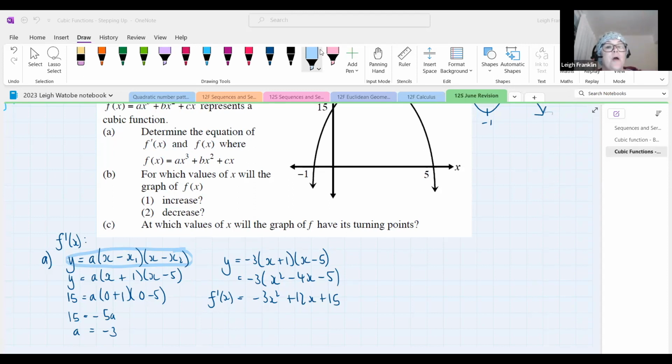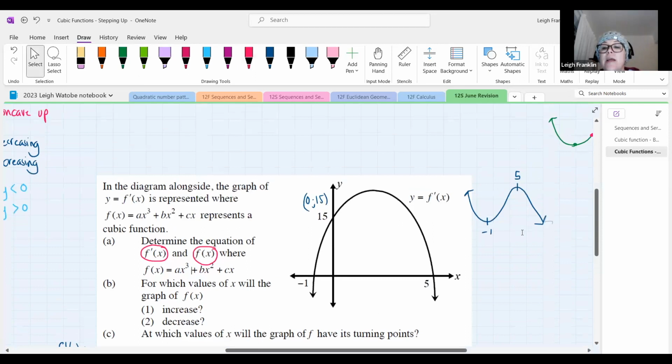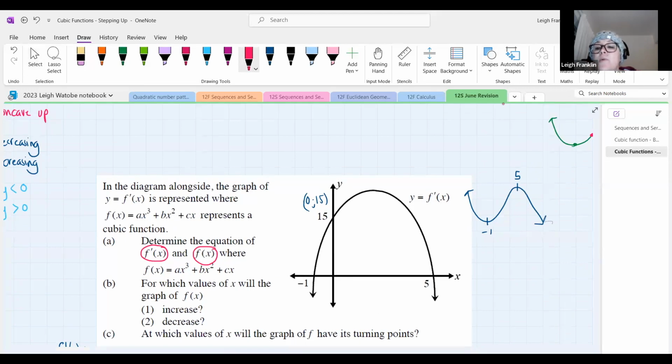All right. Now they also ask us, so we've done this bit over here. We've found the equation of f prime x. Now we need to determine the equation of f of x. So that's our original cubic function. Here's its graph over here on the side. Remember, we drew this there. So now they want us to find its equation. They've given it to us in the form f of x equals ax cubed plus bx squared plus cx.